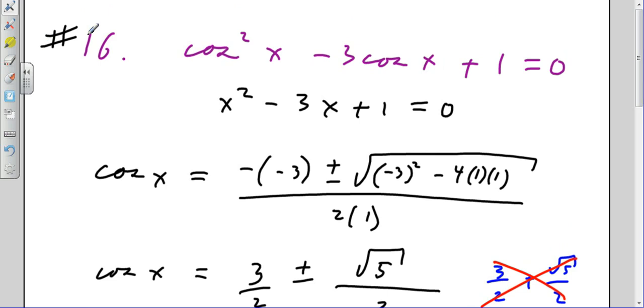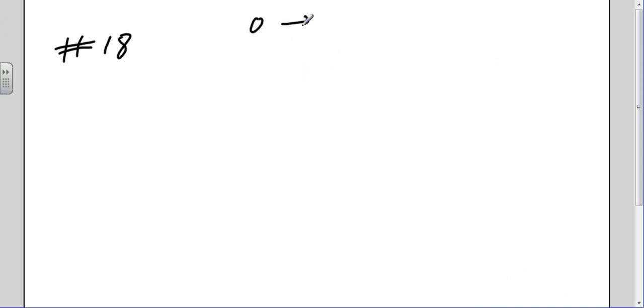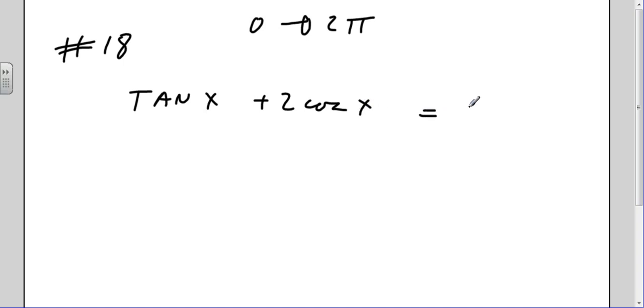And now we're going to move on to number 18. In number 18, we want to shift the way we think so that we think in radians. So now we're going 0 to 2 pi, and we're not going to talk about degrees anymore except where it might be helpful. Alright, so I've got tangent of x plus 2 cosine of x is equal to secant x. And we want to solve for x.